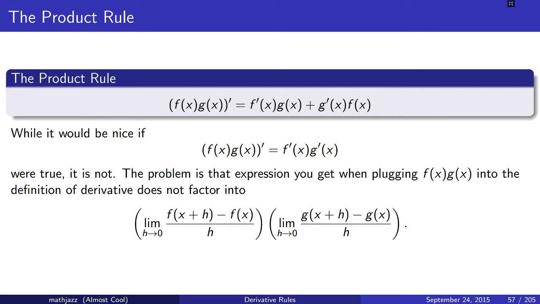While it would be nice if the derivative of f times g were f prime times g prime, it is not true. The problem that happens is when you plug fg into the definition of derivative, the fraction that you get does not factor into the limit as h goes to 0 of f of x plus h minus f of x over h times the limit as h goes to 0 of g of x plus h minus g of x over h. Since we don't factor that way, we can't get the fake derivative rule that I have written. F times g, the derivative of that is equal to f prime g prime.